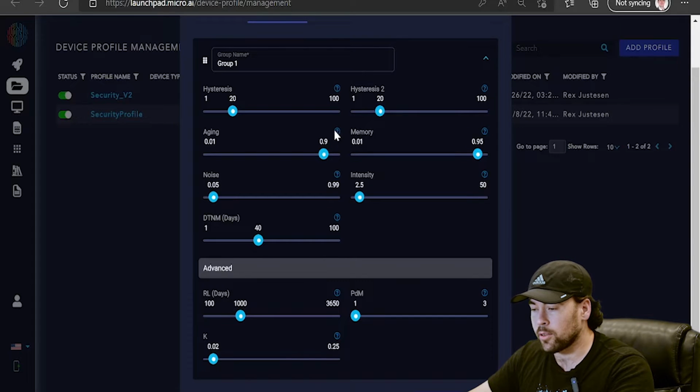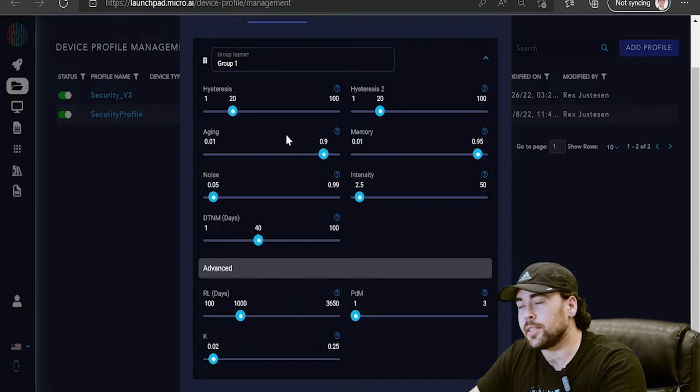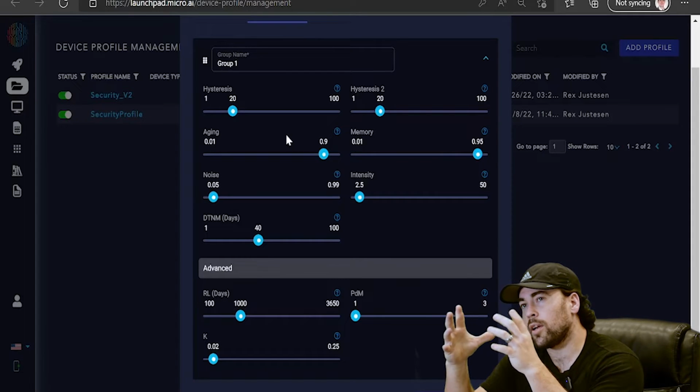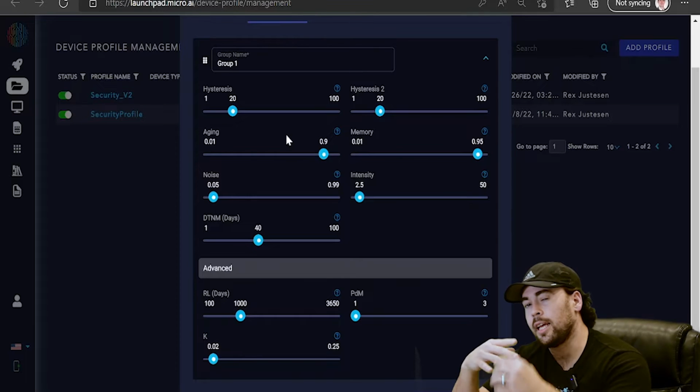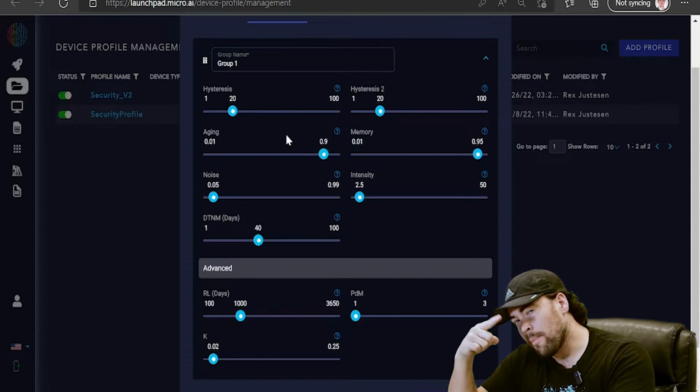This next parameter, called aging, controls the rate of change in the health score. What that means is, let's say when you train your device, it's staying close to 100, but the graph is kind of going up and down just a little bit.